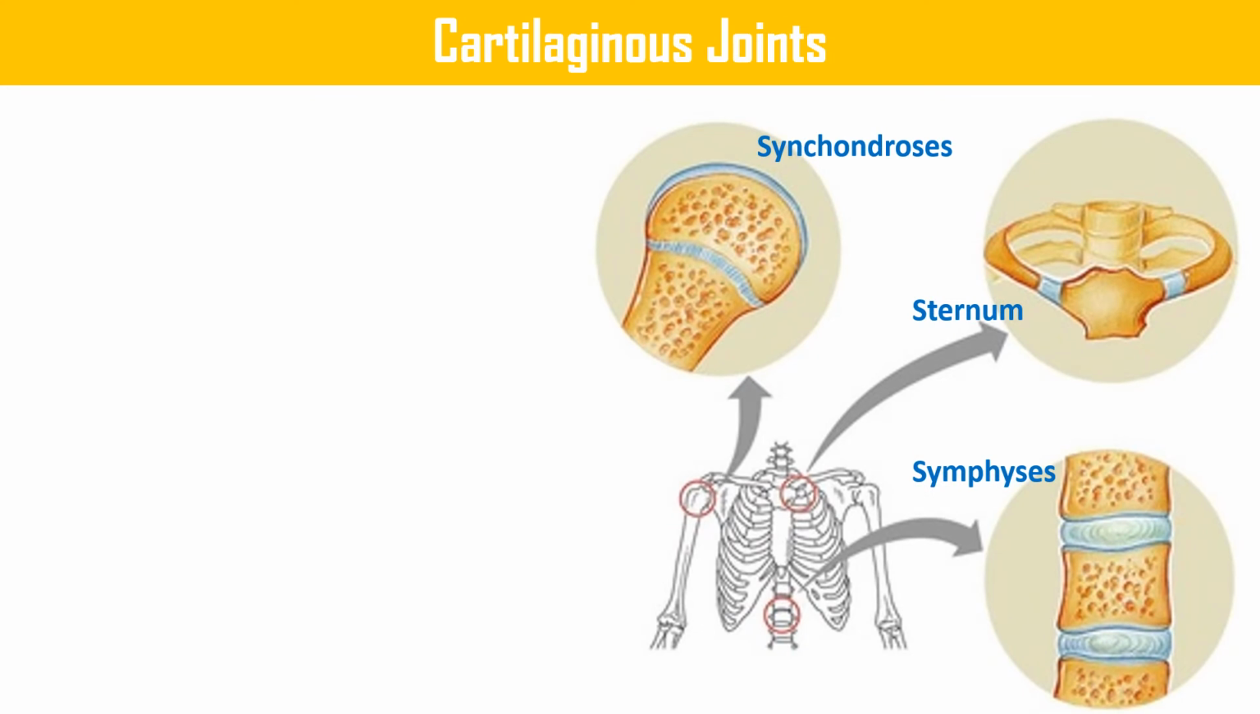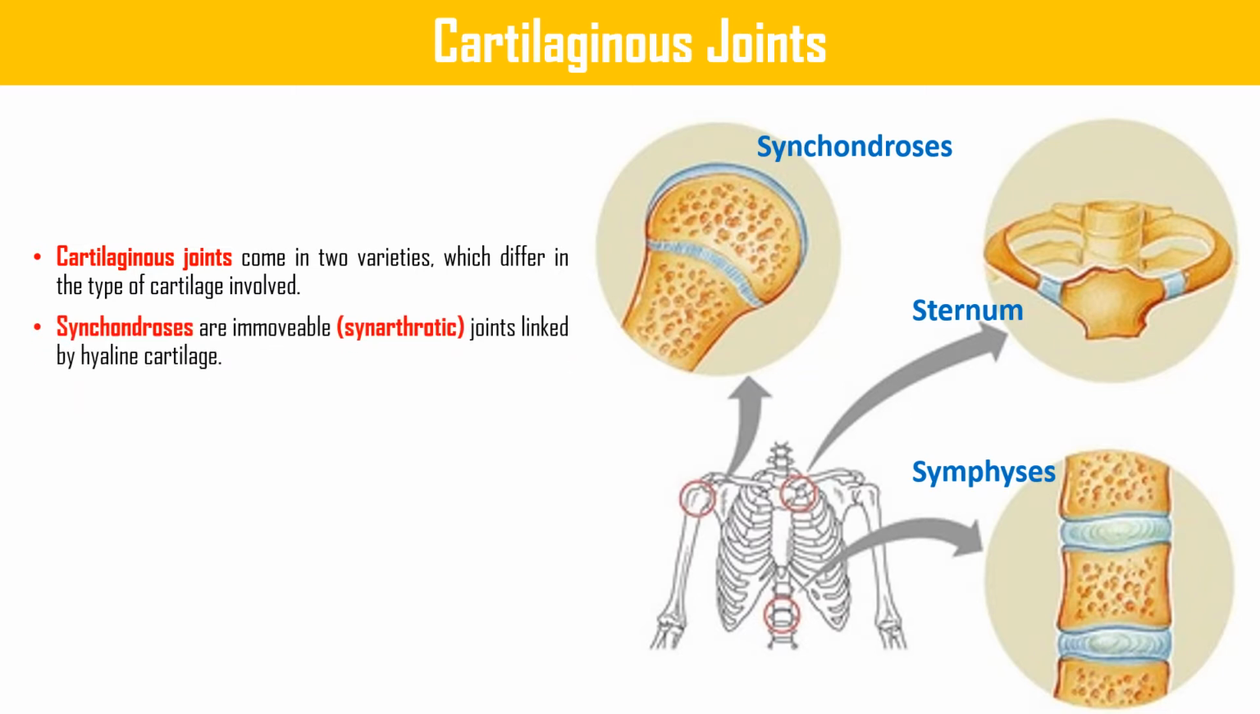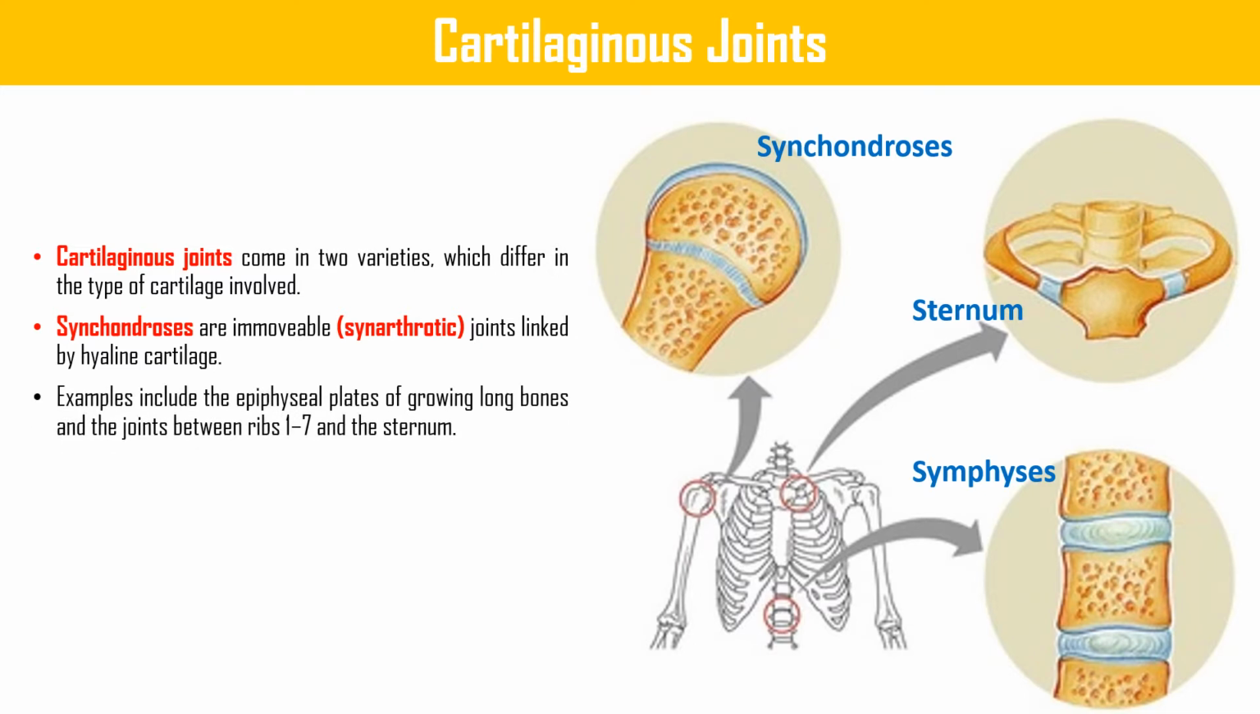Then we have cartilaginous joints. Cartilaginous joints come in two varieties which differ in the type of cartilage involved. Synchondroses are immovable or synarthrotic joints linked by hyaline cartilage. Examples include the epiphyseal plate of growing long bones and the joints between ribs 1 to 7 and the sternum.